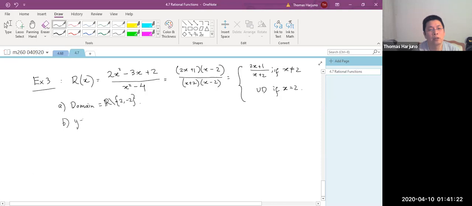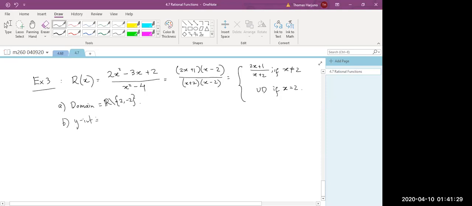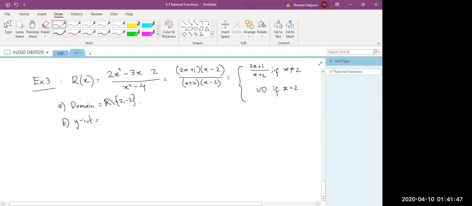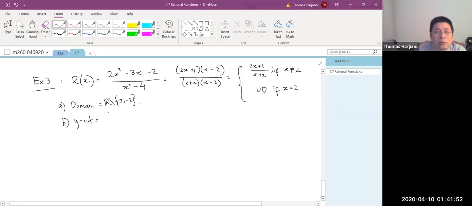How about the Y-intercept? Negative half. No, I'm sorry, hold on, I made something wrong here. It should be minus there. That's how I get that factor. Okay, so it will be (0, 1/2).